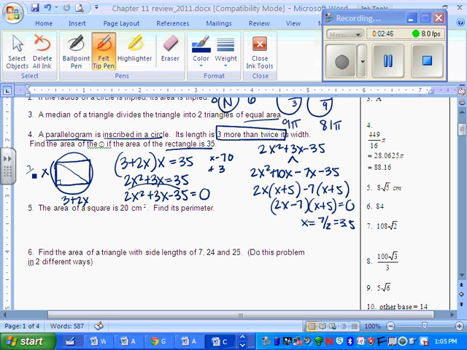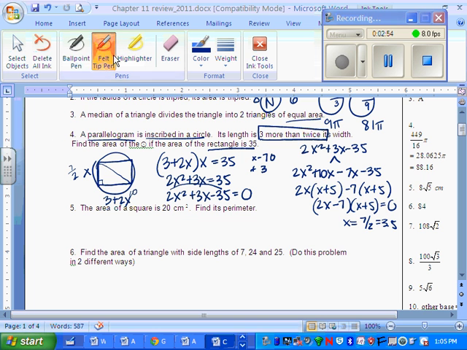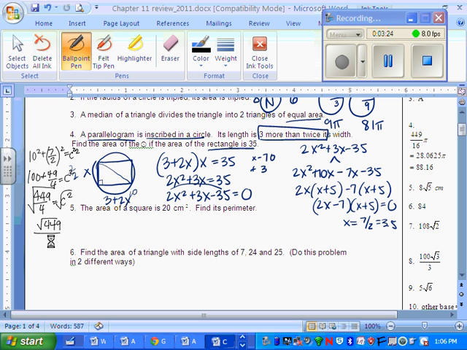This is 7 halves, and when I plug in 7 halves here, I get 10. So I'm going to do 10 squared plus 7 halves squared equals c squared. Little Pythag. We got 100 plus 49 over 4 equals c squared. If I get common denominators, I get 400 over 4. So that's 449 over 4 equals c squared. I take the square roots of those, and I get square root of 449 divided by 2.